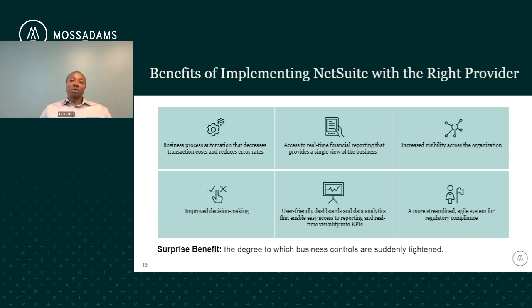There are many benefits that accrue to companies who have implemented NetSuite with our life science solutions. Once in place, NetSuite fulfills many needs, including some undiscovered needs that many life science companies didn't even realize they had. For example, users leverage the power of business process automation to decrease transaction costs and reduce error rates. Executives gain real-time financial reporting and a single view of the business on one platform, as opposed to having to sift through spreadsheets to find what they're looking for.